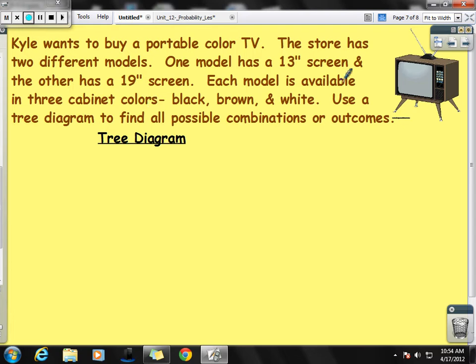I know. You're all saying, but Mr. Lowe, they're not flat screen TVs. Well, this is kind of the television that I grew up with, so we're going back to my days. Yeah, I know, it is pretty gross.